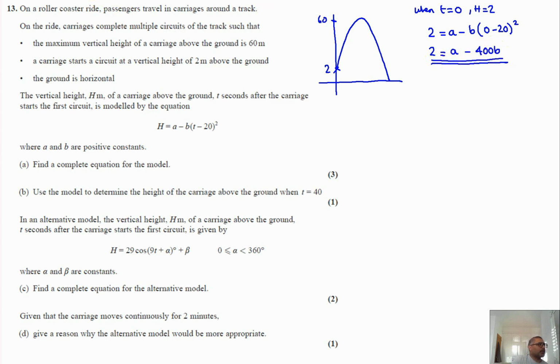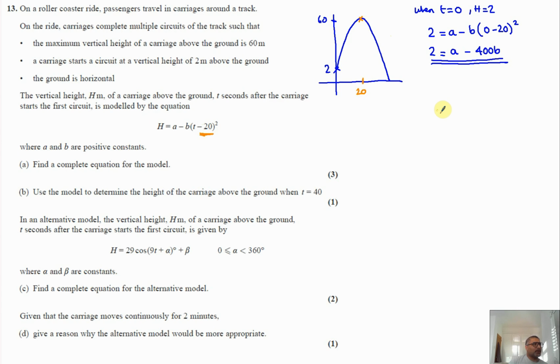Now, the other thing that we need to know about this equation is where this maximum point is. So we know that the maximum height is 60, and looking at this graph, this is a transformation of x squared. So I can tell immediately from this completed square format that the maximum point will be at the negative of this point here. So instead of minus 20, that tells me immediately that my center point there is going to be 20.